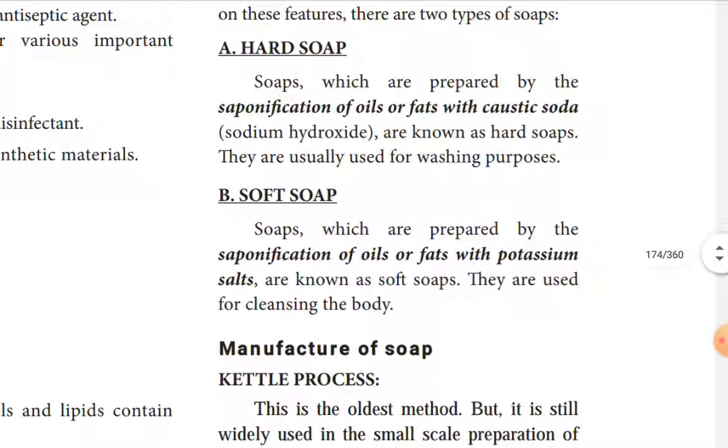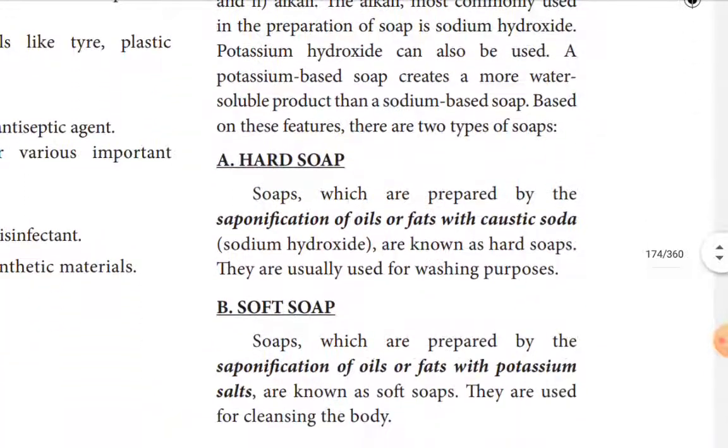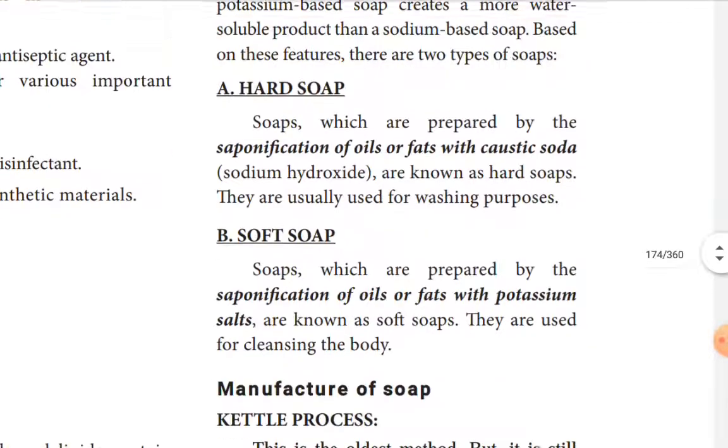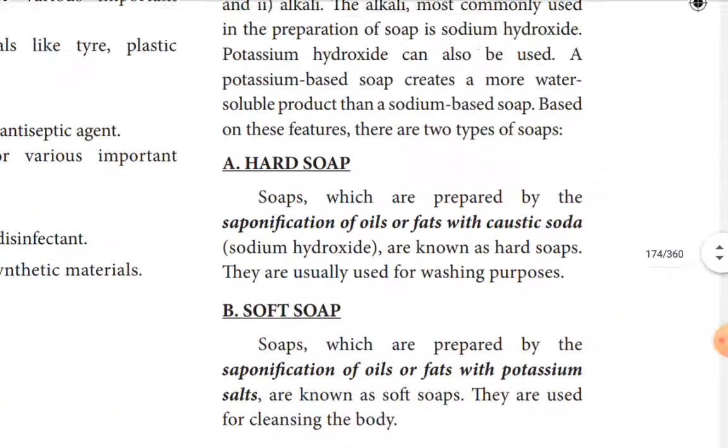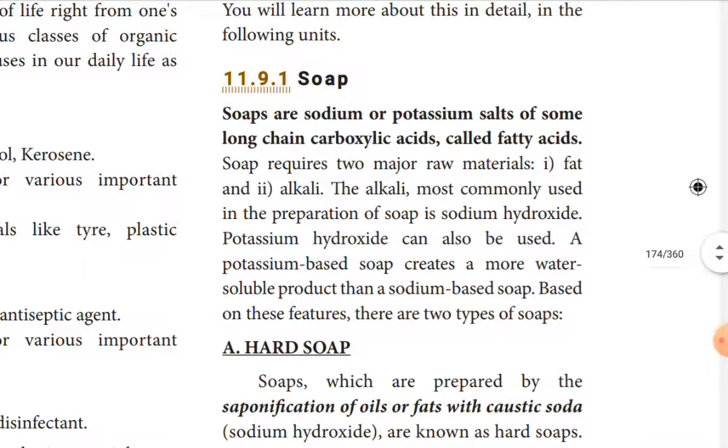And soft soaps are prepared by the saponification of oil or fat with the potassium salt. When potassium hydroxide is used in the manufacture of soap, those soaps are called soft soap. They are used for cleansing the body, only for bathing. So there are two types of soap: hard soap and soft soap. Hard soaps are made by saponification of oil or fat with caustic soda, sodium hydroxide. Soft soaps are made by saponification of oil or fat with the potassium salt. Based on the different alkali, two types of soaps are given.